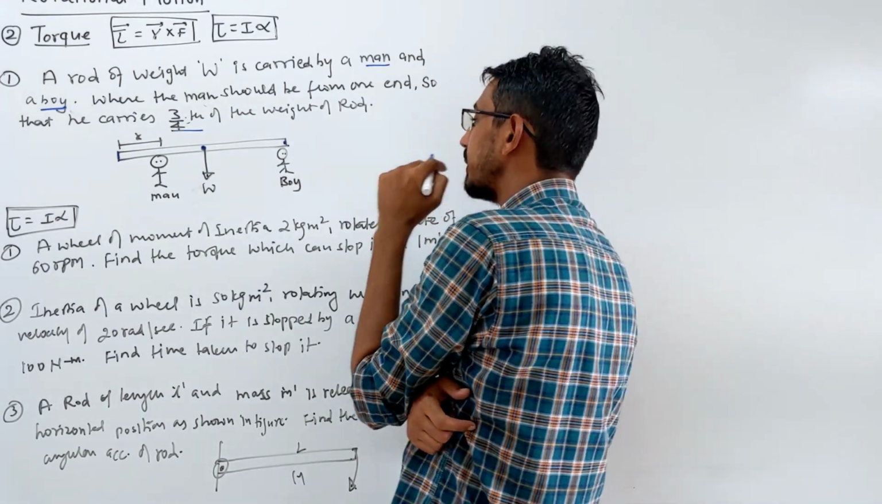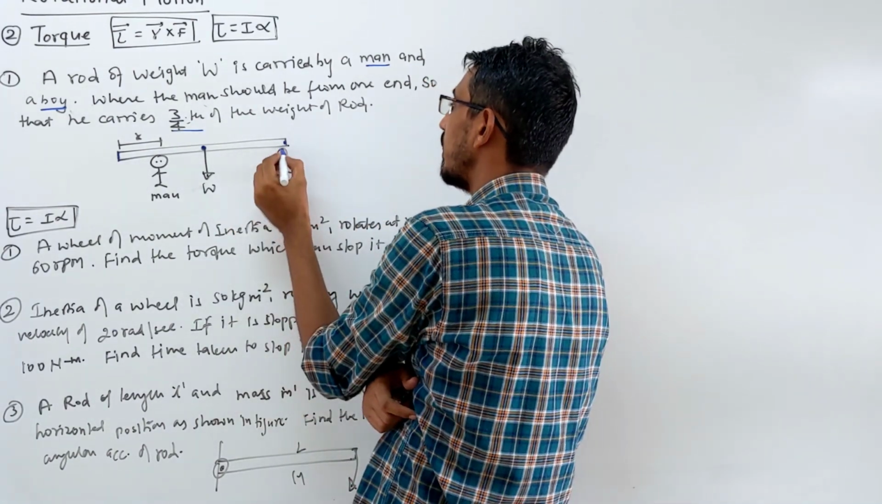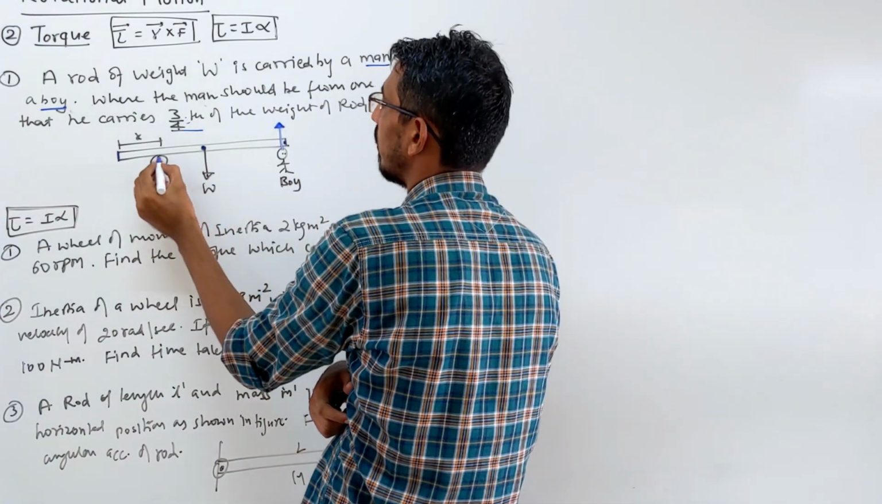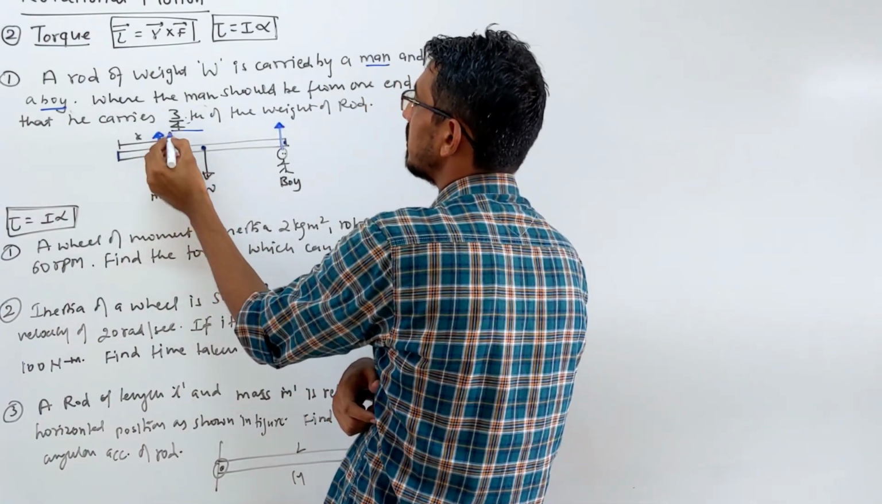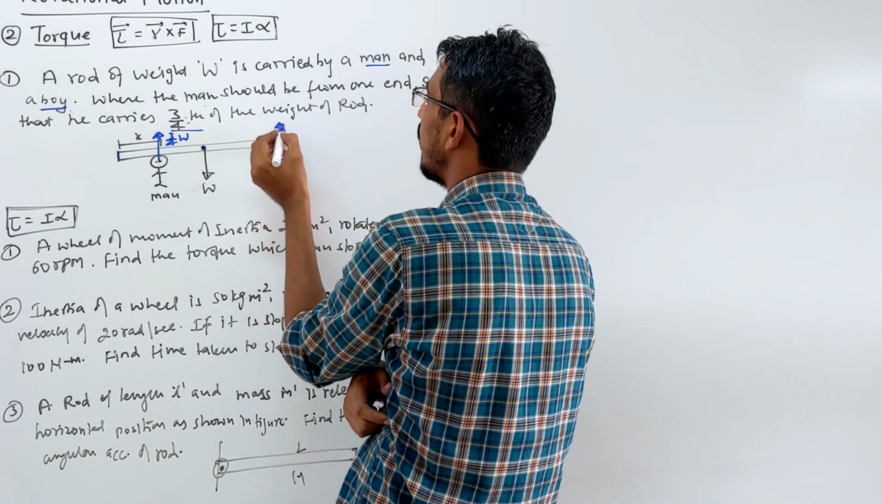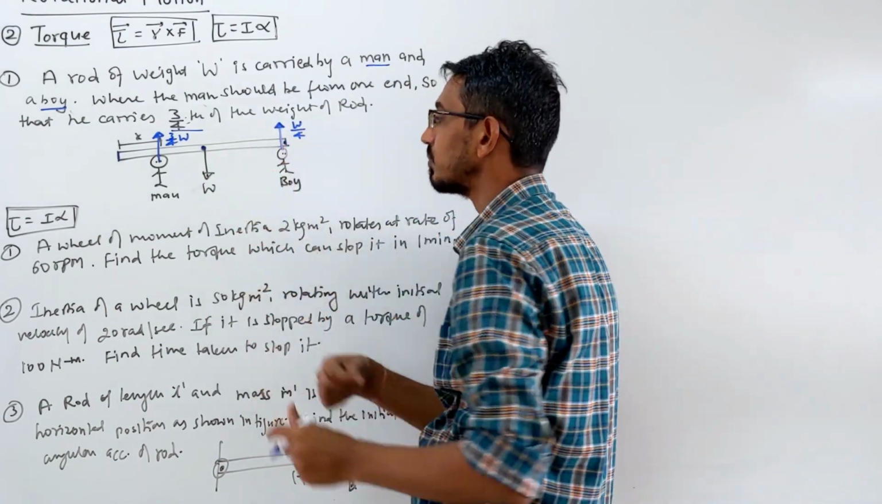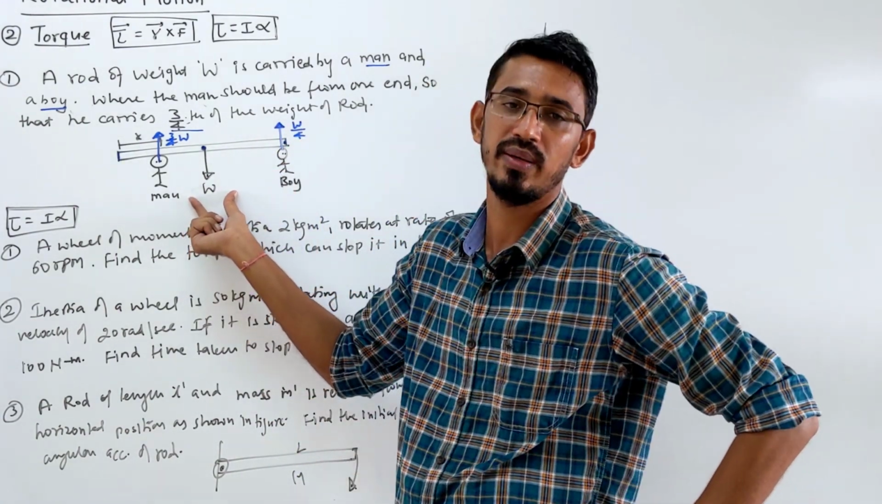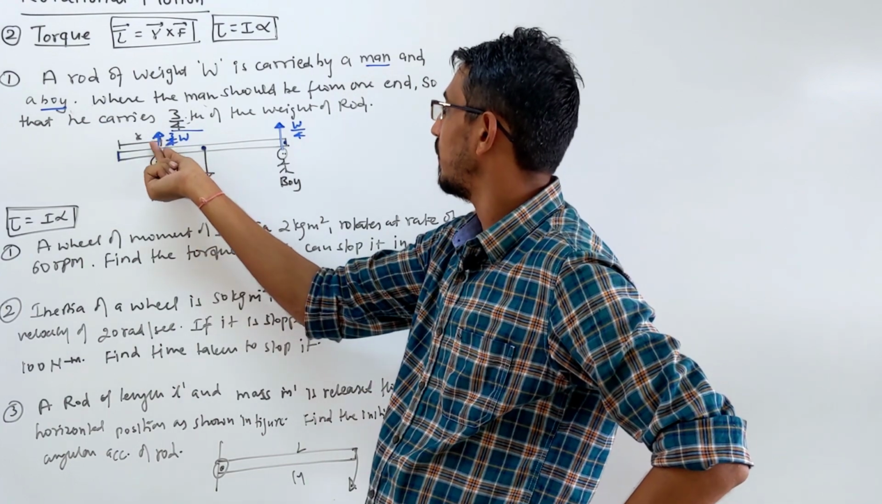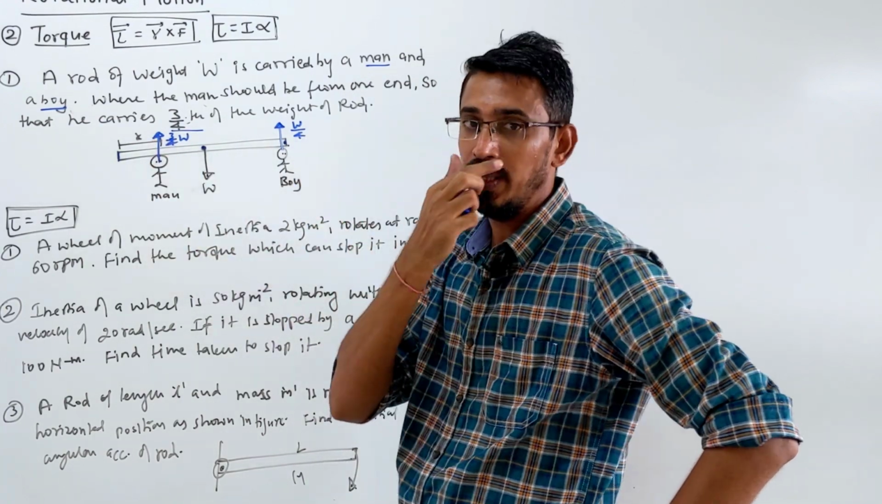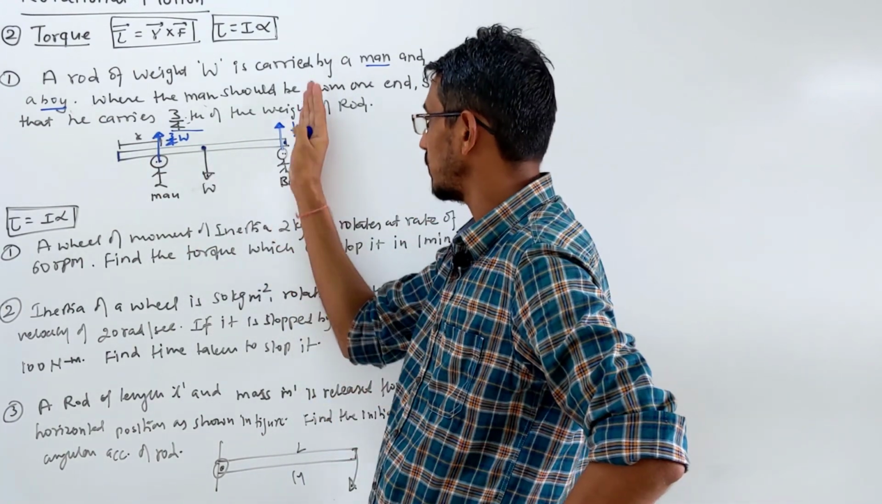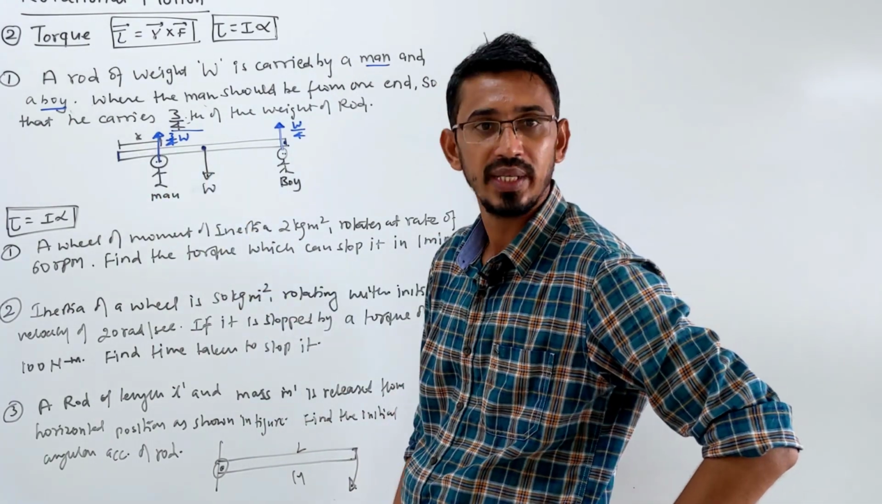So what is given to us? The load shared is given. The man shares 3/4 of the total weight, so the boy will share W by 4. The total weight of the rod is W, so the man shares 3/4 and the boy shares 1/4. Now the weight shared, meaning the force, we know, and we have to calculate the distance, correct?